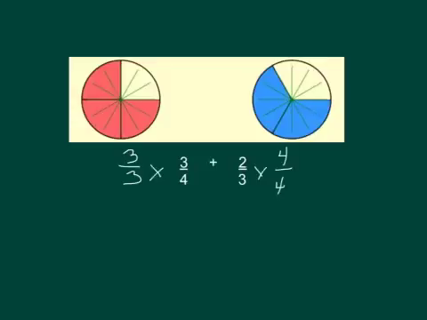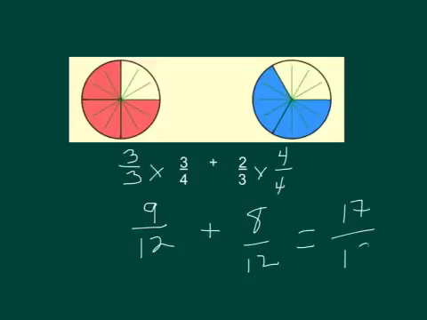So what that means then is that we have 9/12 plus 8/12, and you could count those up and see that on each of these circles that is the number of wedges we have if you count it by the green lines. And so that means then that we have a total of 17/12.